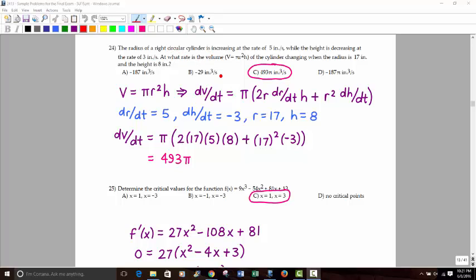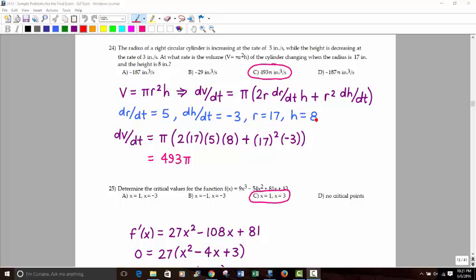So you've got to do a product rule. I left pi factored out. So the derivative of r squared would be 2r dr/dt times h plus r squared times the derivative of h, which is dh/dt. We have the radius is increasing at 5 inches per second, so dr/dt is +5. The height is decreasing, so once again that means -3 inches per second, so it's -3.